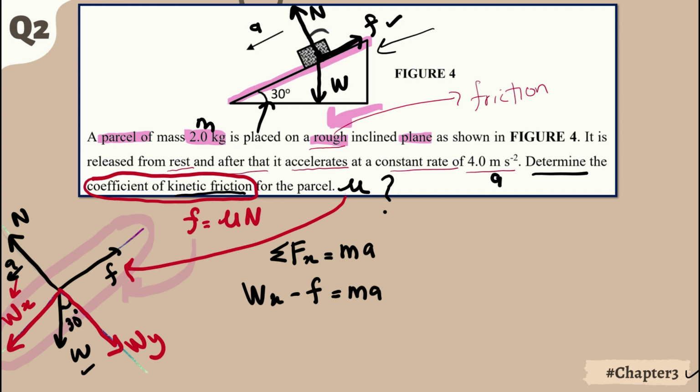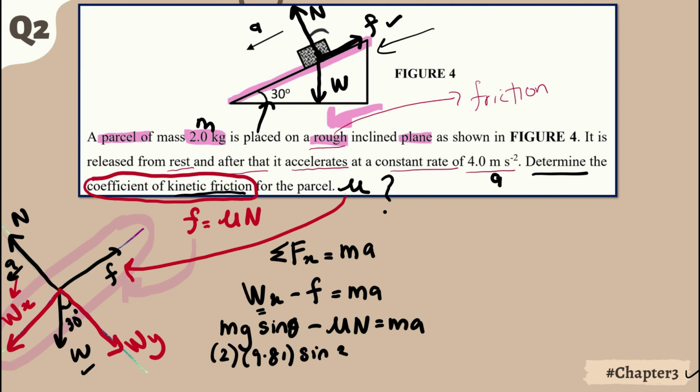Then we expand the equation. Basically Ws is equal to W, or mg sine theta, minus friction, which is mu N, equal to ma. Then we can substitute: 9.81 sine 30 minus mu N, and mu is not known so far. Mass is 2 kilogram, acceleration is 4.